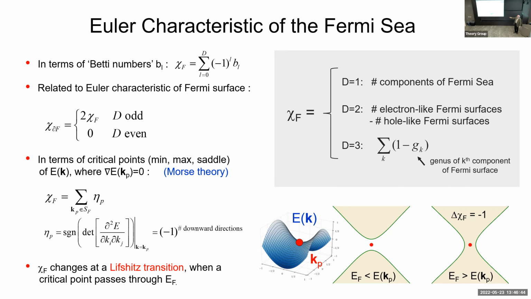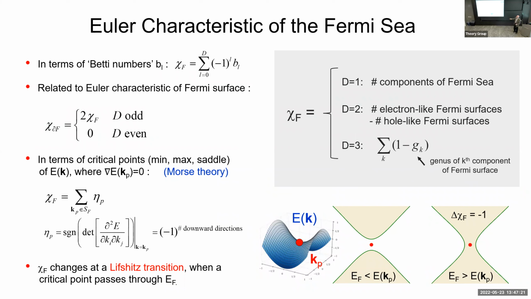In 3 dimensions, there's the formula for the Euler characteristic of a surface in terms of the genus. There's a 2 here. In 2 dimensions or any even dimension, the Euler characteristic of the Fermi surface is equal to 0. For instance, in 2 dimensions, all the Fermi surfaces are just circles, and those are trivial. So somehow the Euler characteristic of the Fermi sea has a little bit more information in it than the Euler characteristic of the Fermi surface, at least in 2 dimensions.